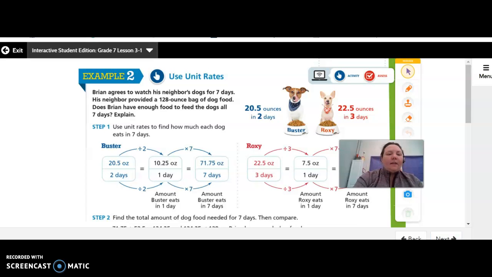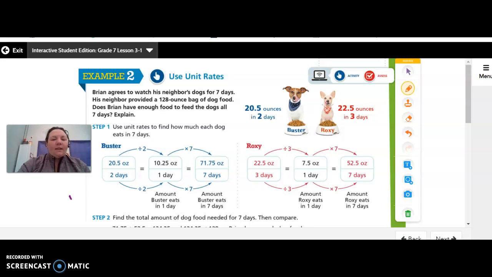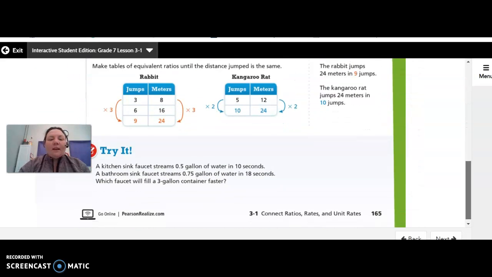where you'll see another example at the top of page 165 in your student workbooks, where we see Brian's watching a neighbor's dog. So he provided 128 ounces. Does Brian have enough food to feed the dogs all 7 days? Okay, so Buster, you can see, eats 20.5 in 2 days. And so to figure out how much Buster eats in 1 day, we had to divide by 2. And then, similar to when we were finding least common denominators, we multiplied up to get to the 7 days. So now we're doing some examples that have more than one step all at once.